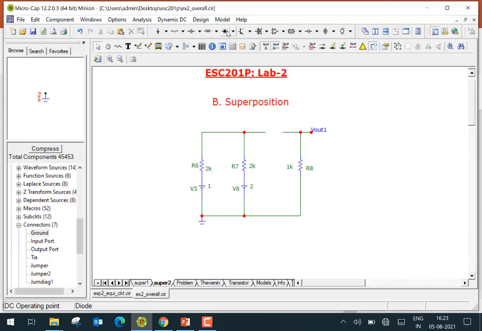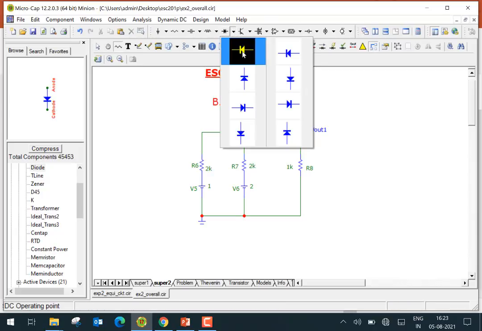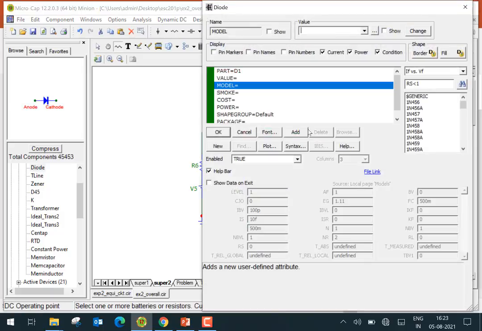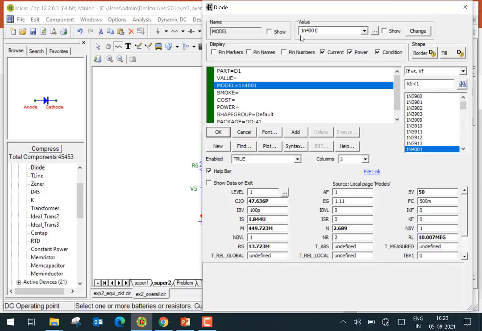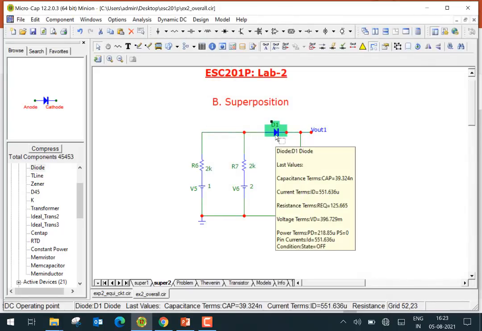So you go here, you use this one here, and we click here, and it will give you the various kinds of diodes that are there. We'll use a diode which is commonly available in the lab, the 1N4001. So we use this particular one. That's how you introduce a diode in your circuit.